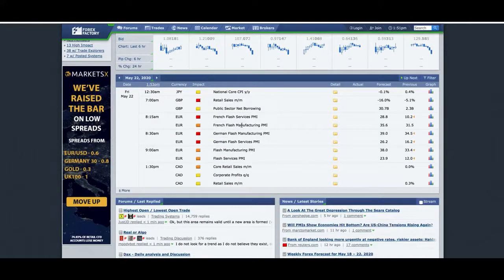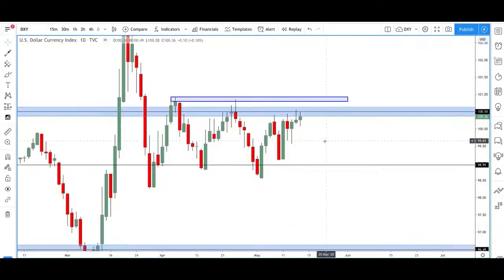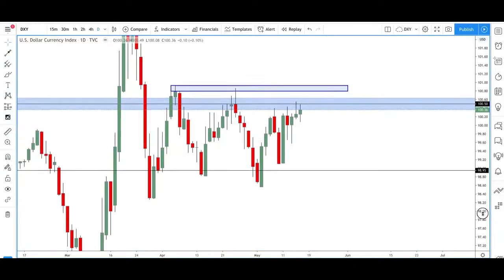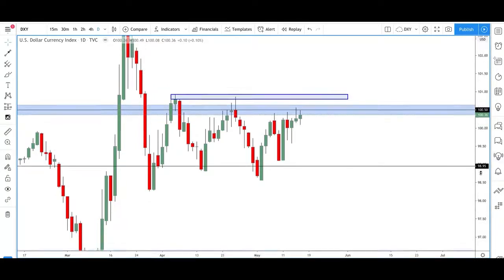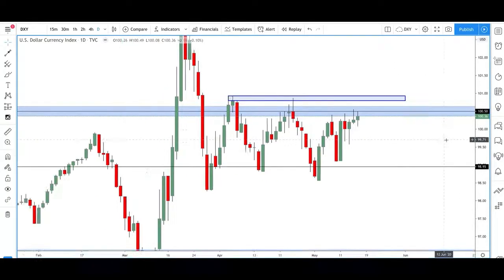Then the busiest sort of day is Friday. We got the retail sales, which of course is important for the UK, 7 a.m., just before the London session, and then we got Euro news at 8:15, 8:30. So quite a bit of movement on Euro and GBP pairs should be happening on Friday. So I'm going to start off with the US dollar, as I said, and just break this one down. It's quite important to understand the US dollar coming into the next few weeks and opportunities.